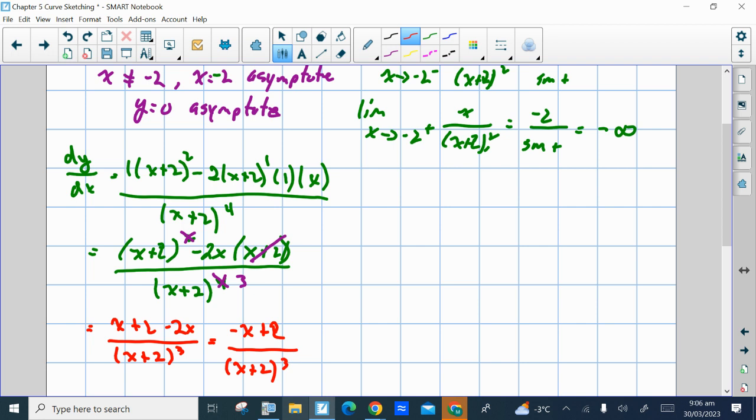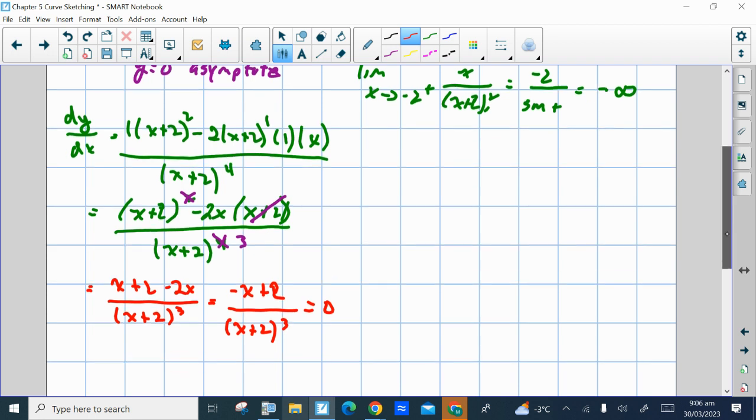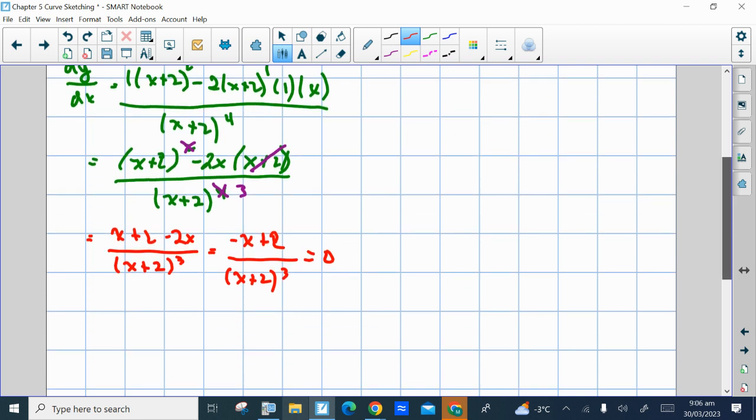This is the derivative, right? And remember, the critical numbers for the derivative happen at two spots, or two cases. The first case is where the derivative equals 0, but the second case is also where it is undefined. This is a rational function. A rational function equals 0 when the top equals 0, where negative x plus 2 equals 0, or where x equals positive 2. That's a critical number.